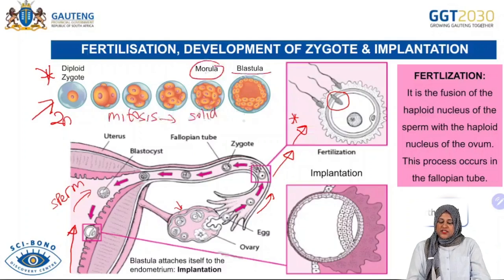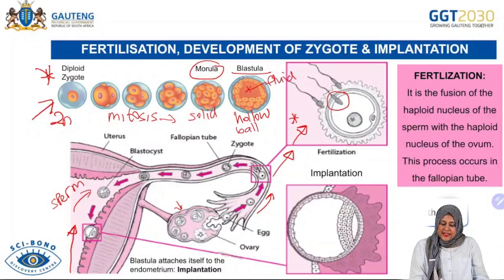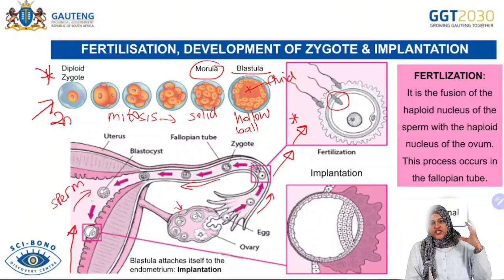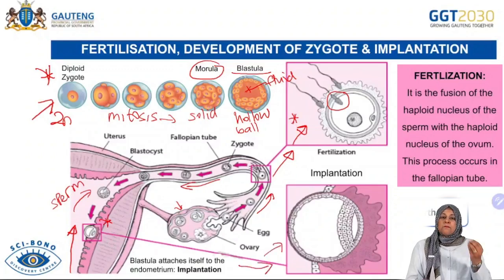And by the time the zygote forms the blastula, it's still traveling along the fallopian tube here. And then it's a blastula, and it embeds itself or attaches itself to the endometrium in this diagram here, which is enlarged here. This process where the blastula attaches itself to the endometrium is called implantation. So if a fertilization occurs, but implantation does not occur, there will not be a pregnancy. So this implantation process is important for a pregnancy to occur.